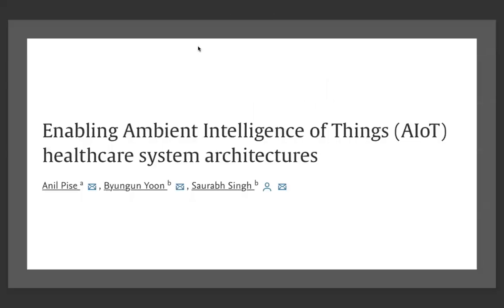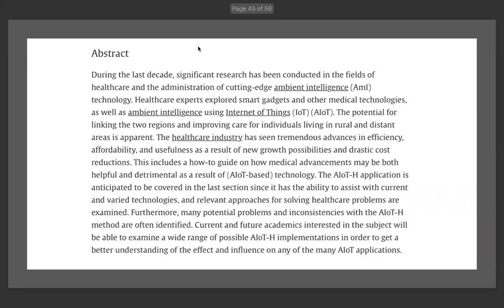Recent updates enabling ambient intelligence of things healthcare system architectures. Abstract: during the last decade, significant research has been conducted in the field of healthcare and the administration of cutting-edge ambient intelligence technology. Healthcare experts explored smart gadgets and other medical technologies as well as ambient intelligence using the Internet of Things. The potential for linking the two regions and improving care for individuals living in rural and distant areas is apparent.